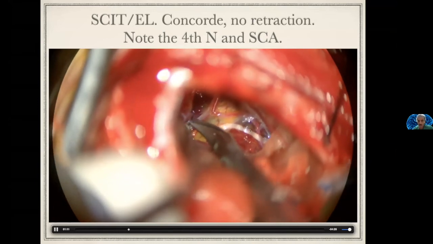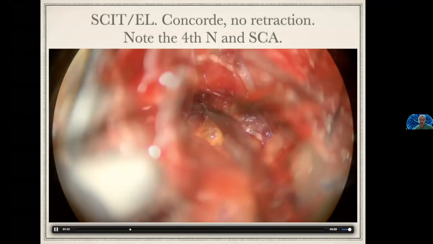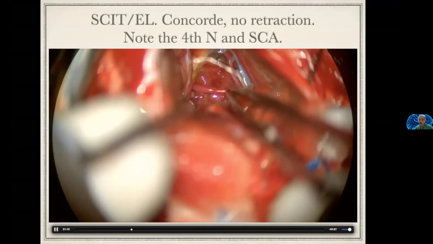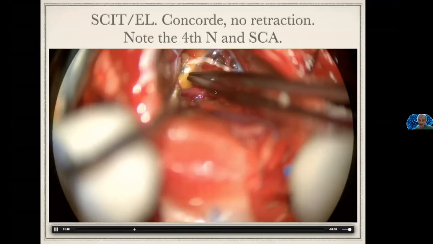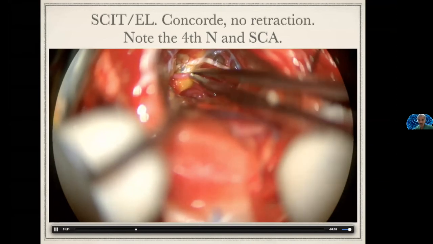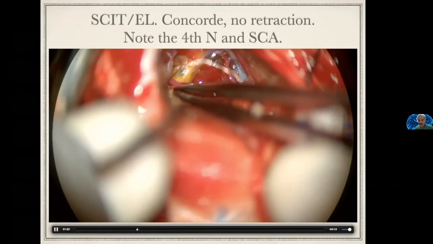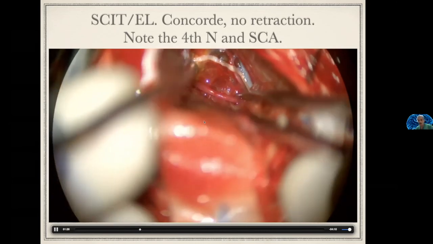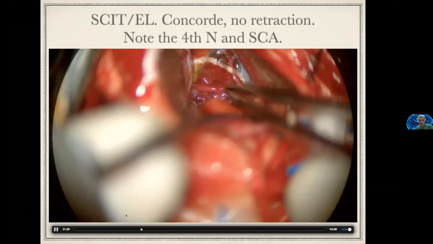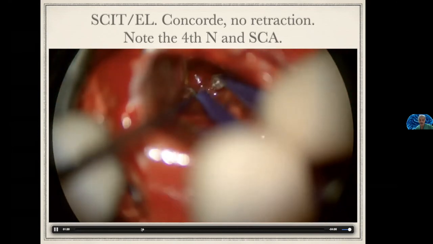Look at the fourth nerve. I will be working mostly below the fourth nerve. You can see the fourth nerve here. And here is one of the branches of the superior cerebellar artery. I am mobilizing it, getting it out of the way. But if necessary, you can work below and above the SCA. That's what I will be doing.